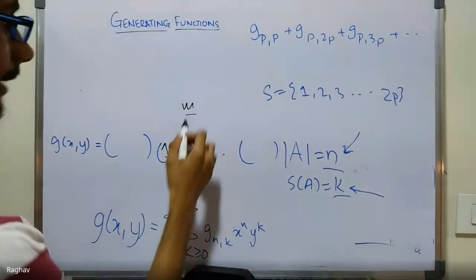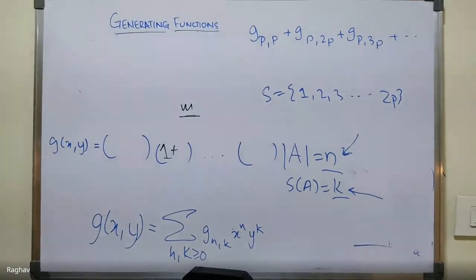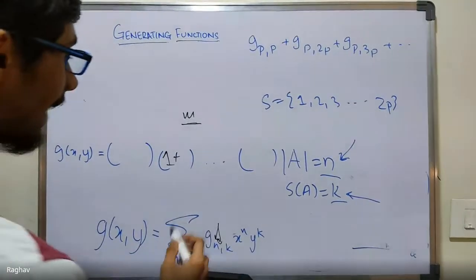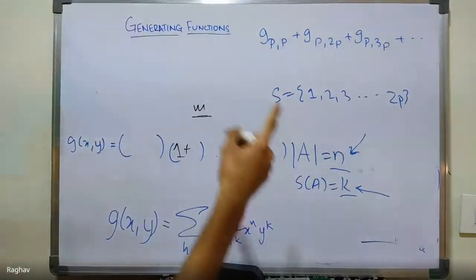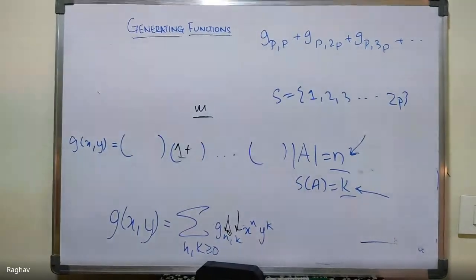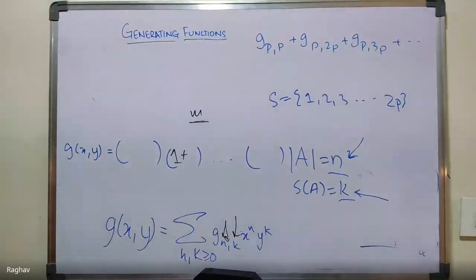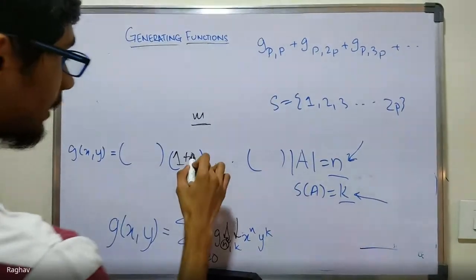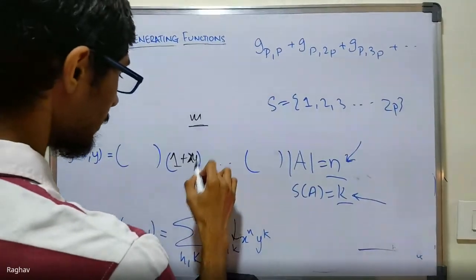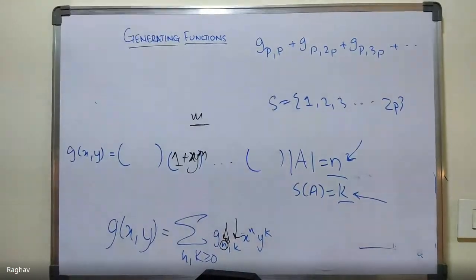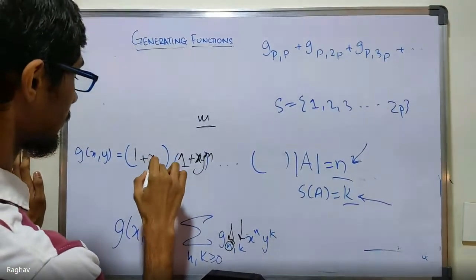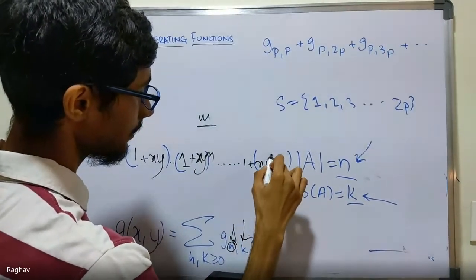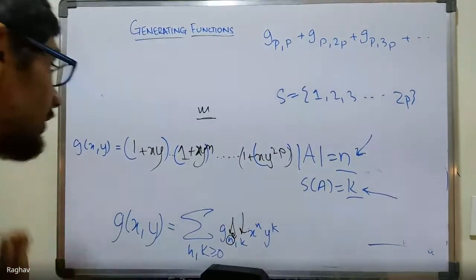So any element m, if chosen, adds one to the size of the set, and adds m to the sum of the elements. Correct. So basically, what it does is that x and y will increase accordingly. This holds for all m. So first m is one, so 1 plus x y to the power m, the product over 2p terms. This is g(x, y). Is that clear?